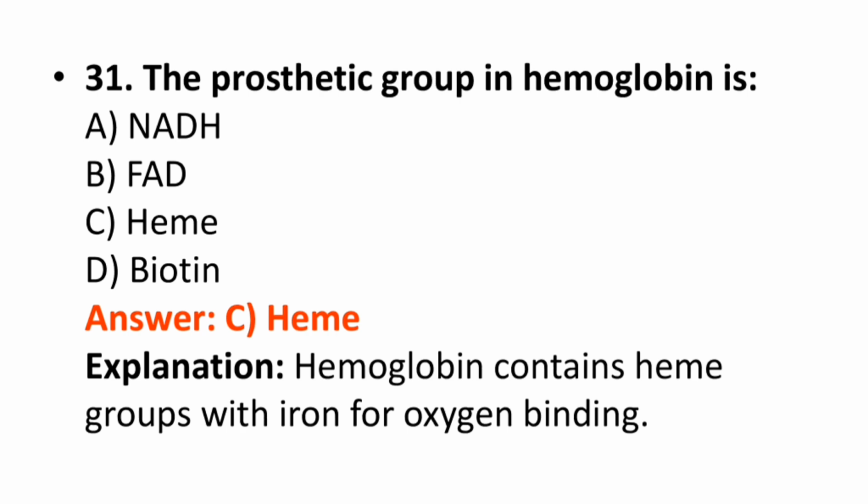The prosthetic group in hemoglobin is option A, NADH, option B, FAD, option C, heme, option D, biotin. The correct answer is option C, heme. Hemoglobin contains heme group with iron for oxygen binding. The prosthetic group in hemoglobin is option C, heme.